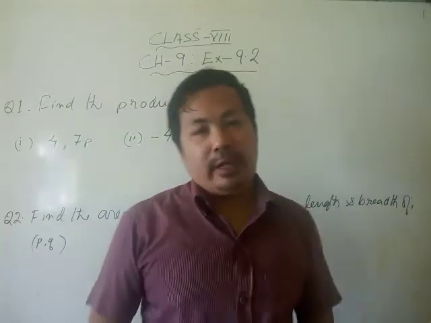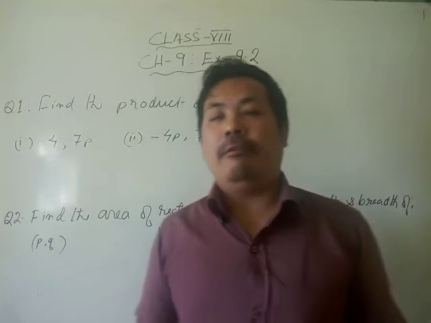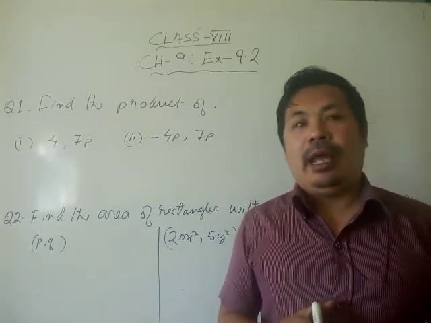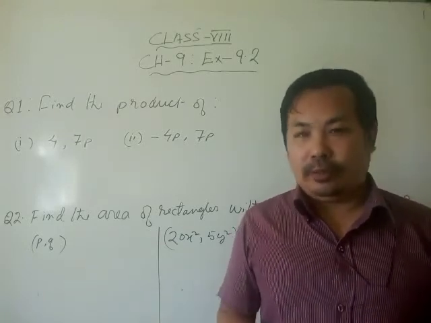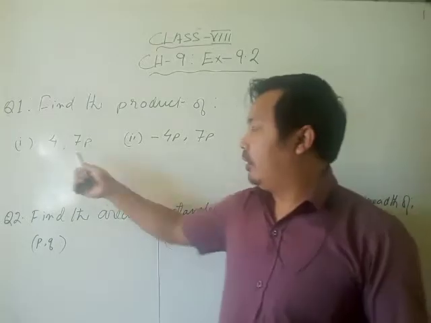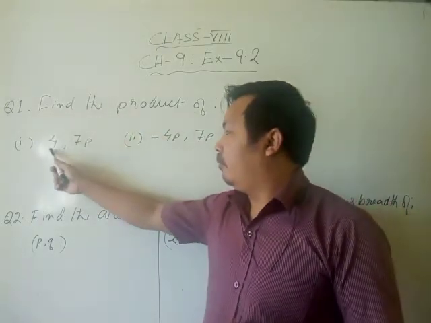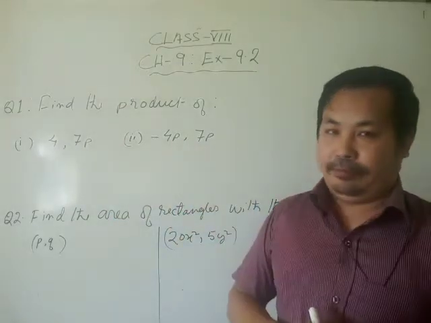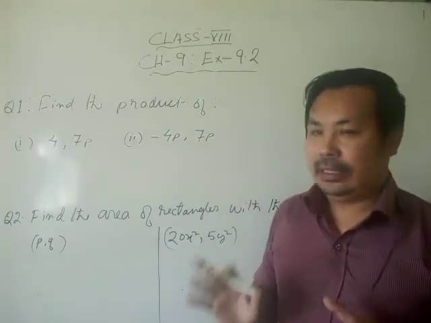I am Sudi and welcome back to my video, and in today's video I will show you the multiplication of polynomials, meaning multiplication of the algebraic expressions which are monomials, not polynomials, monomials. So the given question you see here: find the product of 4 and 7p, minus 4p and 7p. Each of them is a monomial. So how do we multiply them? Let us see. It's very simple.